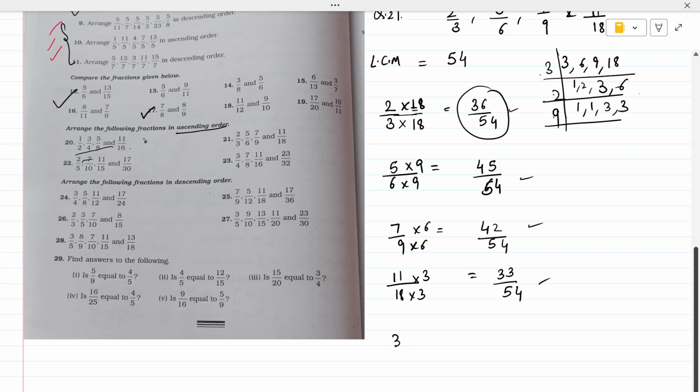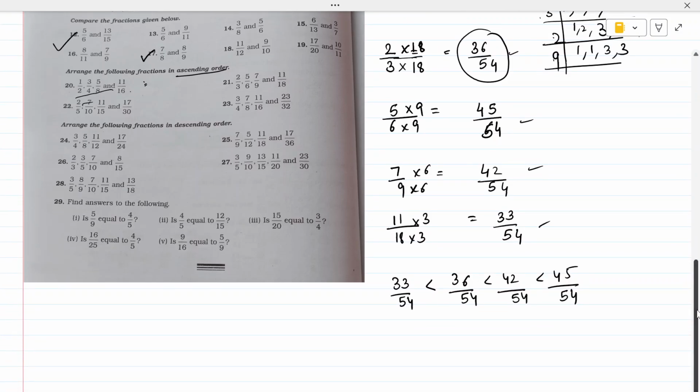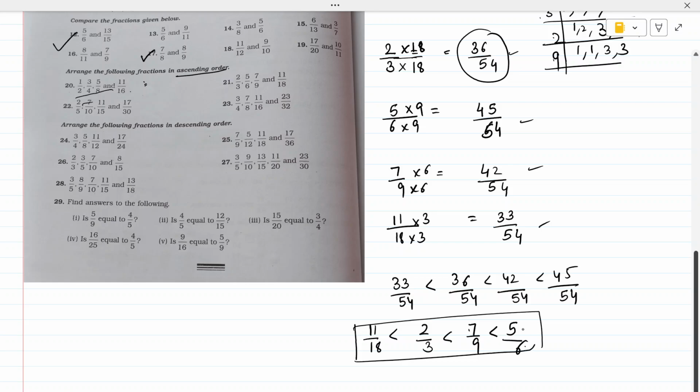Ascending means smallest to biggest. So smallest here is 33 by 54, and then 36 by 54. Next 42 by 54 and 45 by 54. But now the main part comes. What is that? We have to write the actual fractions they are part of. So 33 by 54 we got from 11 by 18. 36 by 54 we got from 2 by 3. 42 by 54 from 7 by 9, and the last one from 5 by 6. So this is the smallest to biggest, ascending order we have arranged.